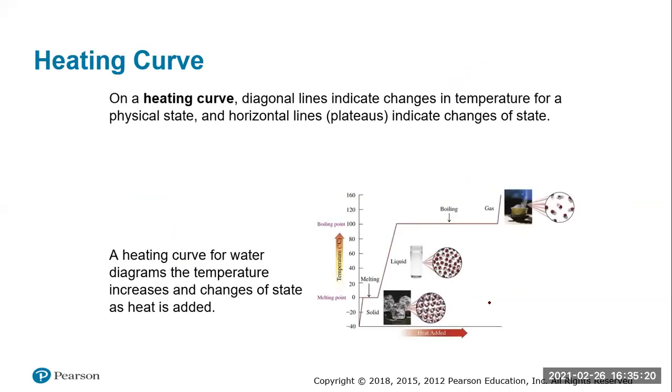So let's talk a little bit about putting everything we talked about together, which is a heating curve, sometimes referred to as a cooling curve. A heating curve is where we go from, in this case, solid to gas. We're adding heat as we go through it. So if this was water, like in the picture here, we could see our ice we're starting with. We have our liquid water, and then obviously we have our steam that's up here.